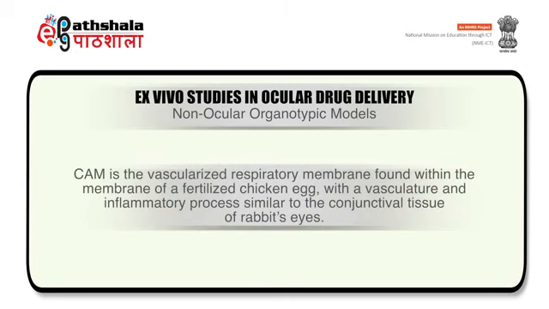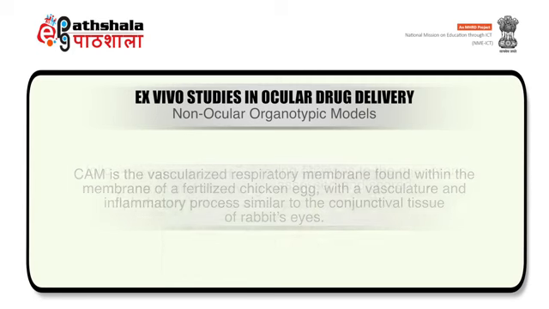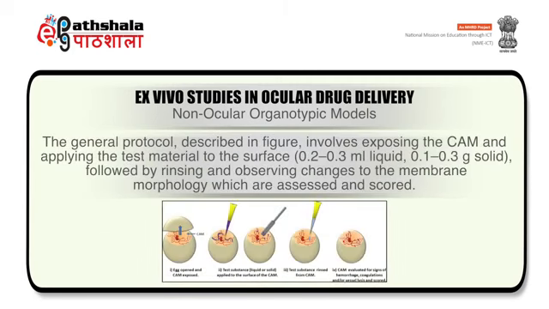CAM is the vascularized respiratory membrane found within the membrane of a fertilized chicken egg, with a vasculature and inflammatory process similar to the conjunctival tissue of a rabbit's eye. The general protocol described in the figure involves exposing the CAM and applying the test material to the surface, followed by rinsing and observing changes to the membrane morphology, which are assessed and scored.